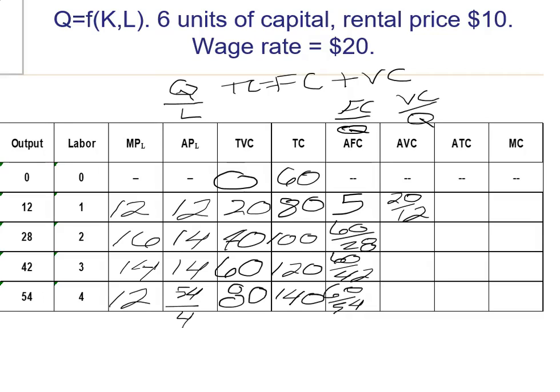Next, what's the AVC to make 28 units of output? Well, our variable cost is 40, and we're going to divide that by 28. Again, you can put this in your calculator and get a decimal form, or you can simplify it. How about when you have 42 units of output? Well, our variable cost here is 60, and that's going to be divided by 42. Finally, what's the AVC when you have 4 workers making 54 units of output? That's going to be 80 is the variable cost. 80 is going to be divided by 54.